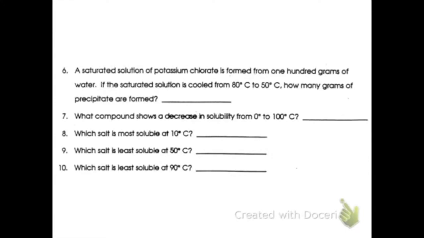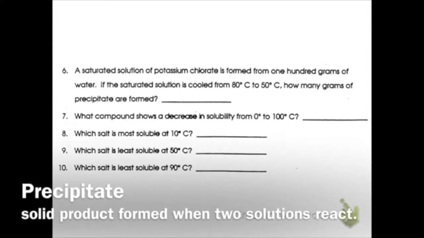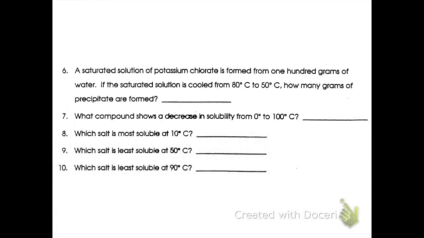So we talked about precipitates way back when we were doing chemical and physical changes. So what was a precipitate? A precipitate is a solid product or a solid substance that comes out of solution, so it kind of settles out. It's like if you have tea and you just keep adding packets of sugar, that sugar that falls down to the bottom of the glass is your precipitate. So we're trying to figure out how much of that we are making when we cool down the potassium chlorate.